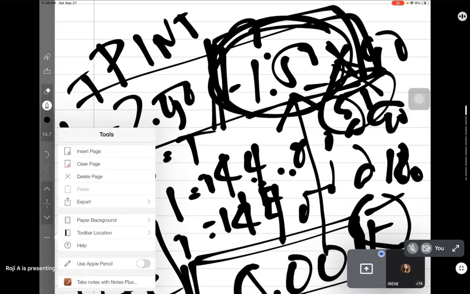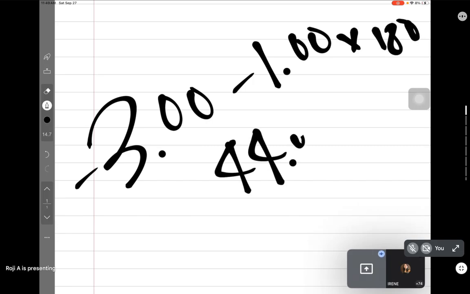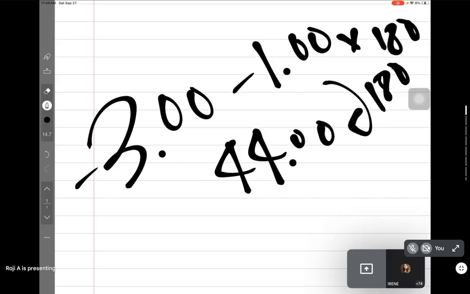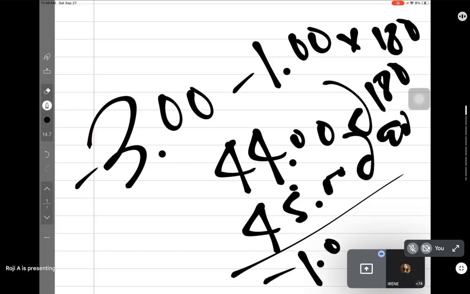I'll give you a last example. How about this one? Minus 3 combined minus 1, axis 180. K reading 44 at 180 and 45 at 90. How much is this? Minus 1. Very good. Minus 1 what? At 180.